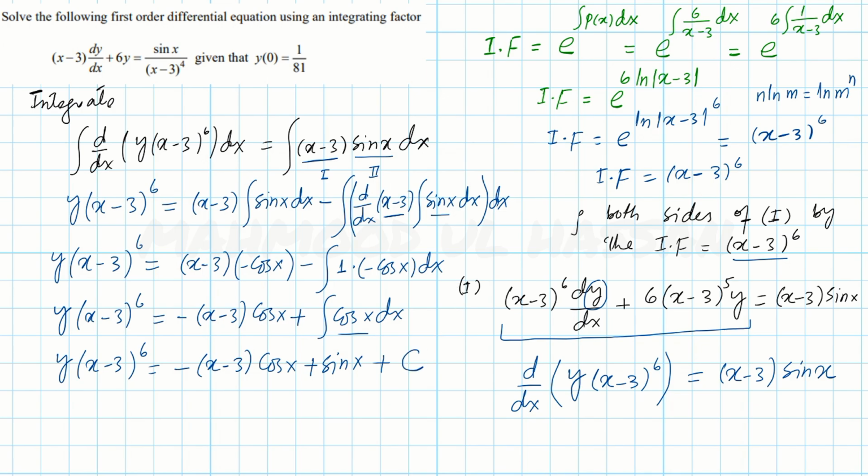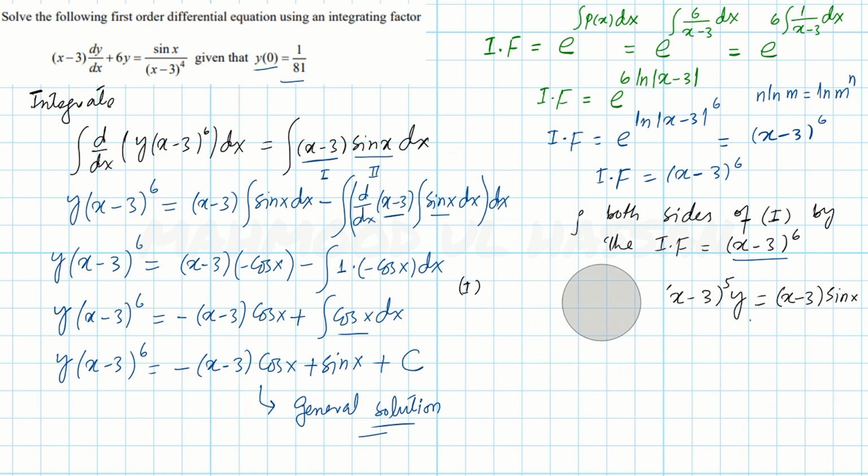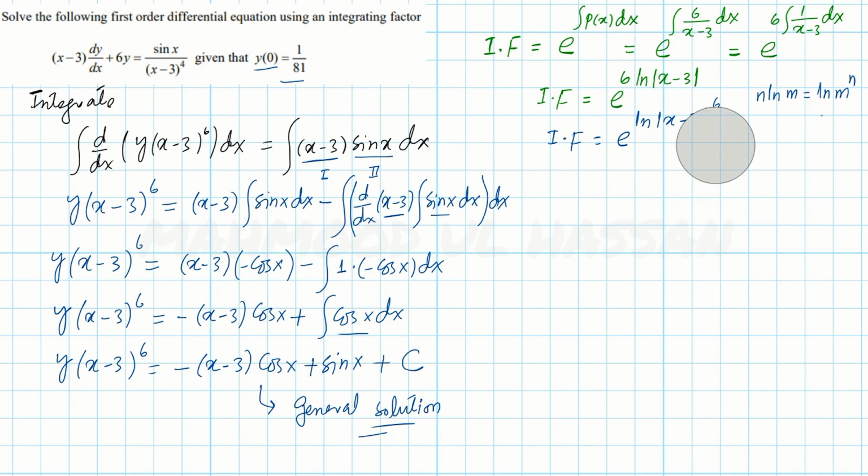Is it okay? Now this is basically the general solution. We need a particular solution because we have an initial condition as well. So we will put the initial condition in this general solution, and we will get the particular solution.